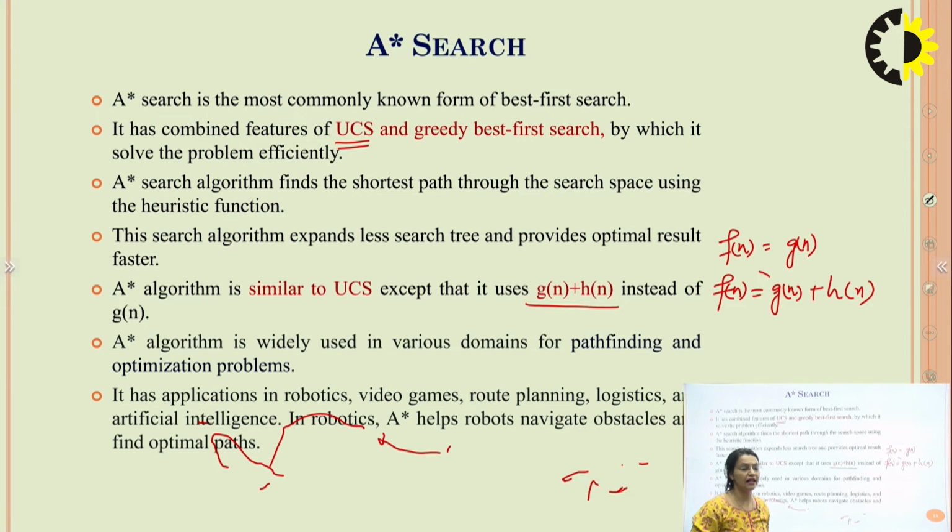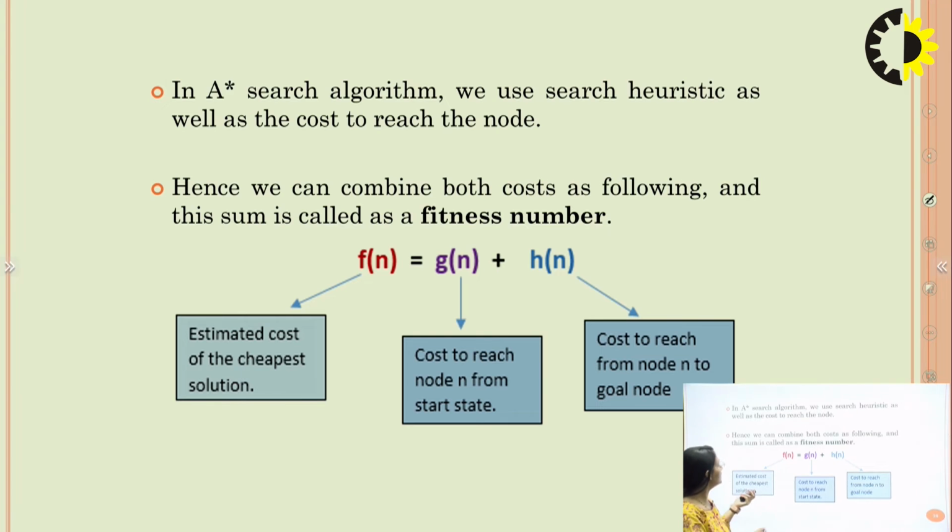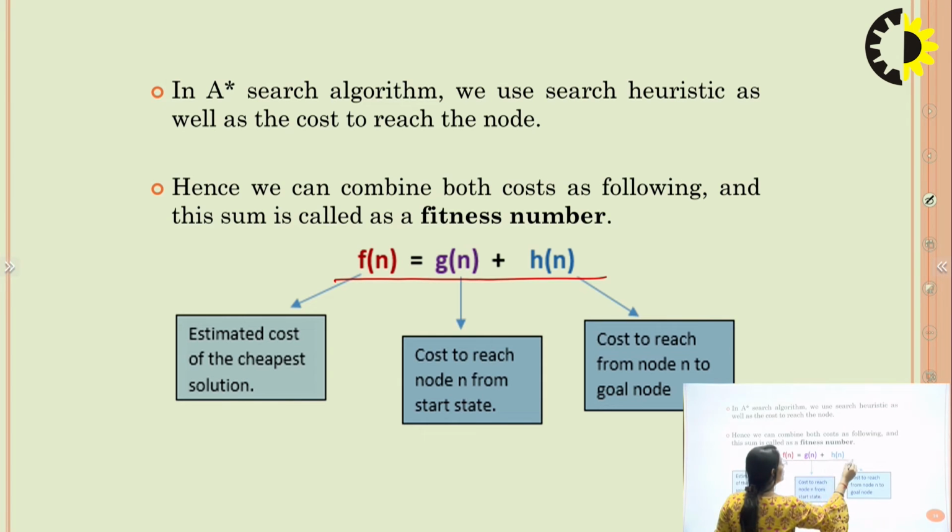In robotics, it helps the robot to navigate the obstacles and find the optimal path. So basically I've discussed that here Fn is equal to Gn plus Hn, where Gn is the cost of the path, and Hn is the value from that node to the particular goal node. So this is basically how this algorithm works. It uses the search heuristic as well as the cost to reach the node. Hence, we combine both the cost factors, and then we formulate the answer for this algorithm.